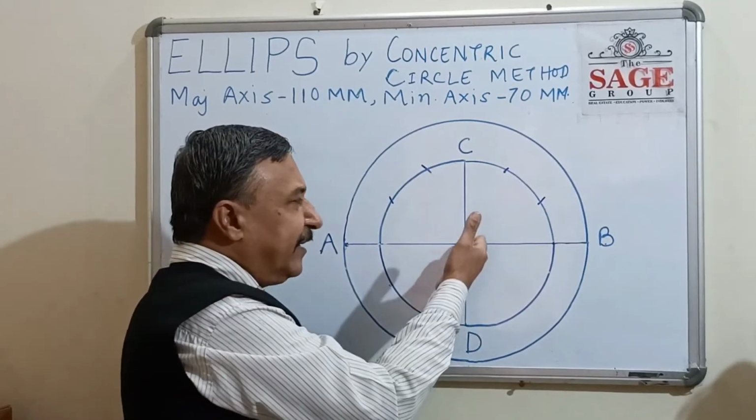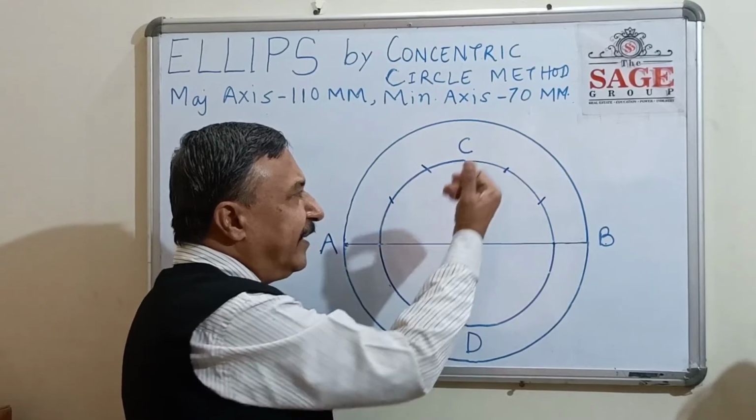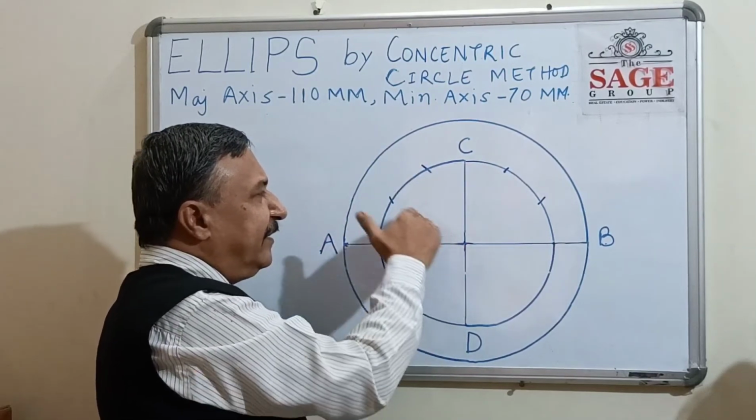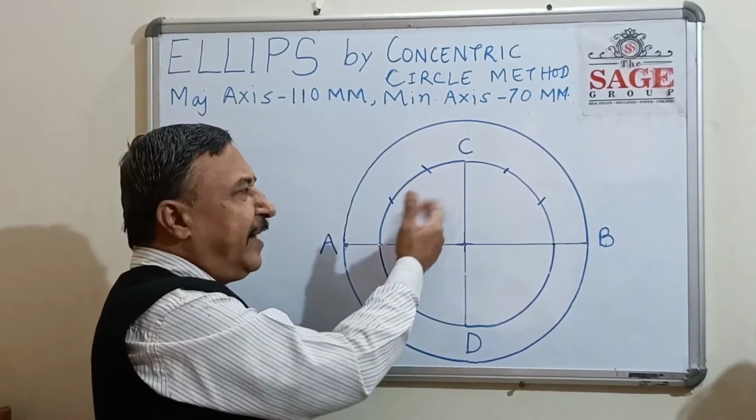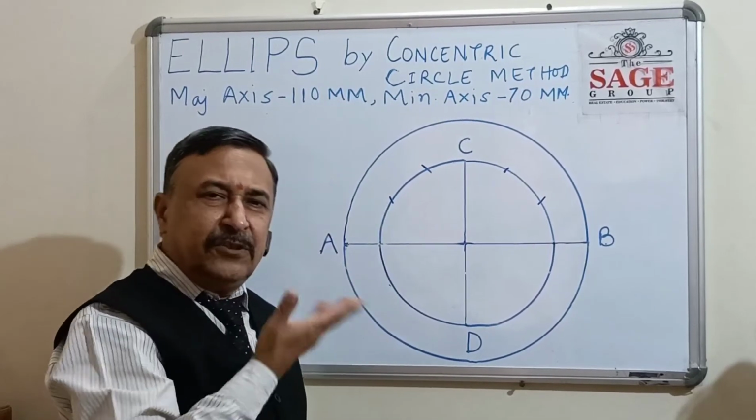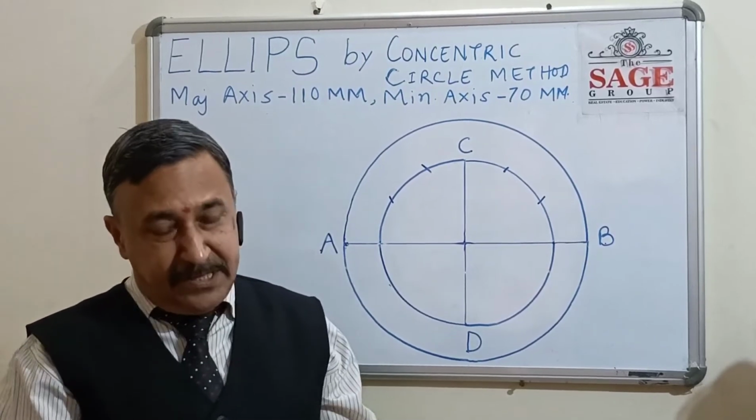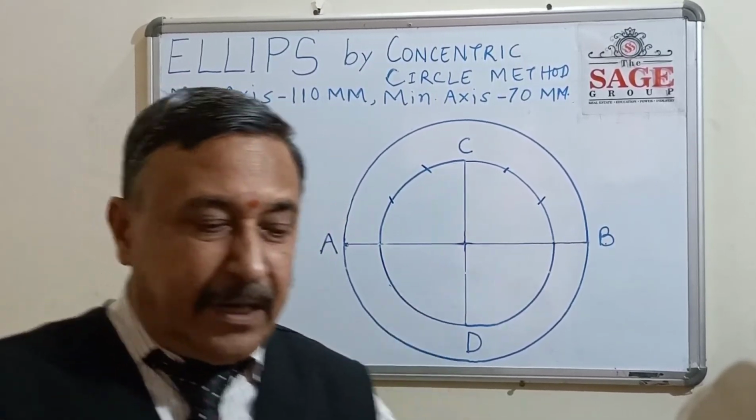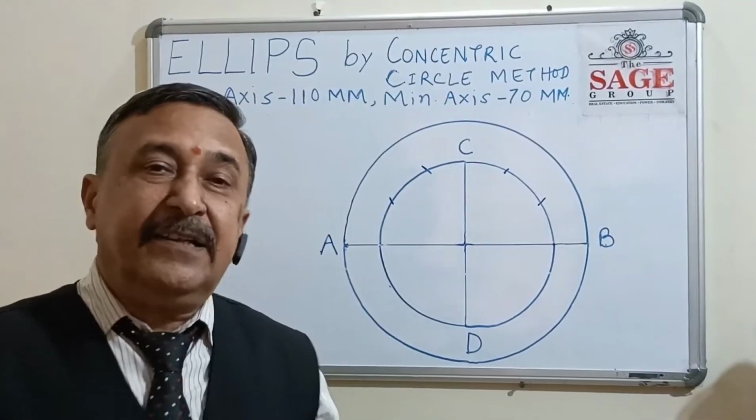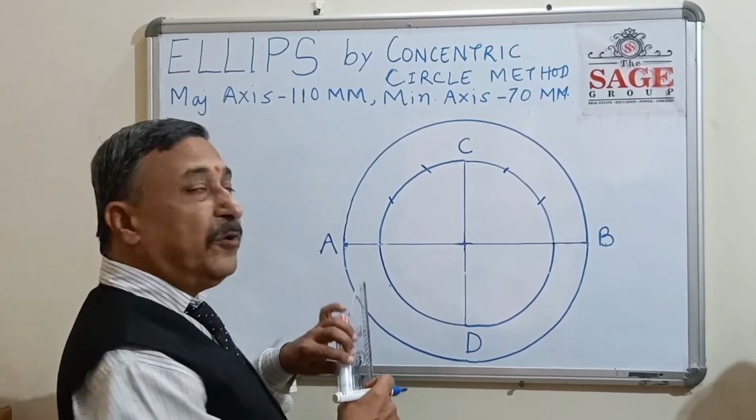We know that this angle is 30 degrees, this angle is 30 degrees, this angle is 30 degrees, this angle is 30 degrees, meaning 90 divided by 3 parts. So in this way we divide the circle into 12 equal parts. Now complete the construction so that the circle is divided into 12 equal parts.